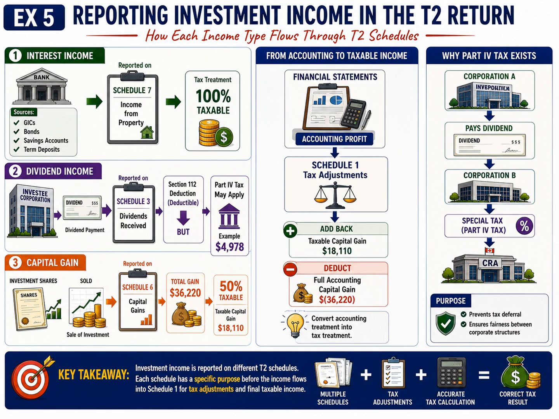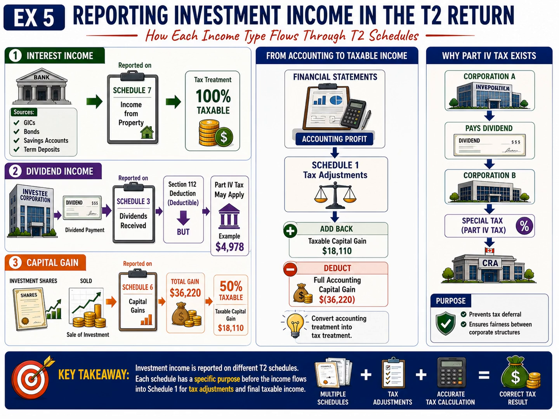Certain dividends may trigger what is known as Part 4 tax. In our example, the corporation has a Part 4 tax amount of $4,978. Part 4 tax is a special corporate tax that applies in specific situations involving dividend income and is intended to discourage corporations from indefinitely deferring taxes by retaining investment earnings within corporate structures.